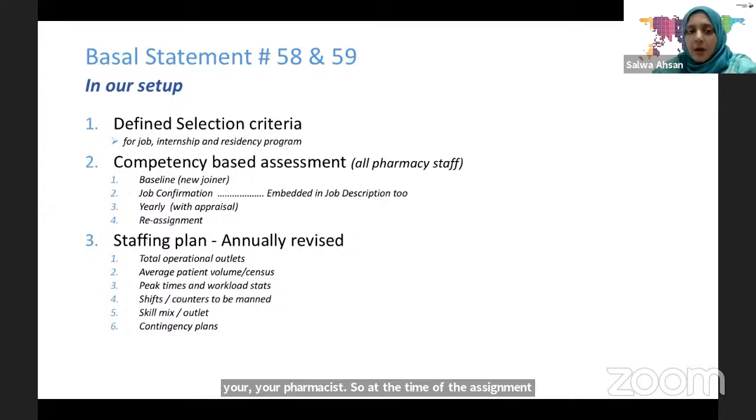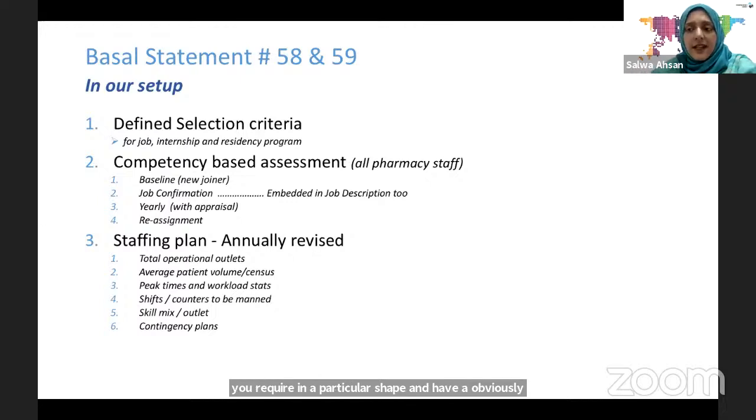Then we have our proper staffing plan that we revise annually. Since we have a decentralized system with 20 plus outlets throughout the hospital, it is a tricky job to manage the operations. So you have to look at the average patient volumes or census, the peak times, the workload statistics of that area, the shifts you are going to manage, the counters you will be opening, especially for the outpatient pharmacies, and what kind of skill mix you require within the pharmacists, as well as the other cadres of pharmacy staff like technicians, assistants, and aides, in a particular shift. And obviously the contingency plan.